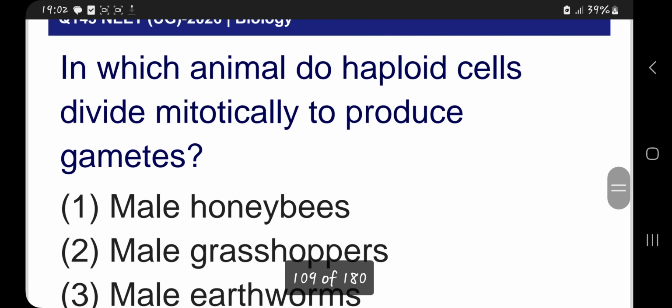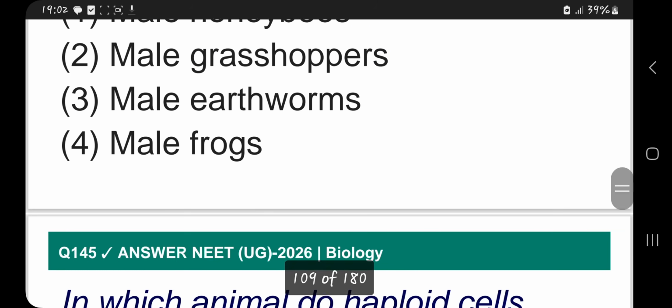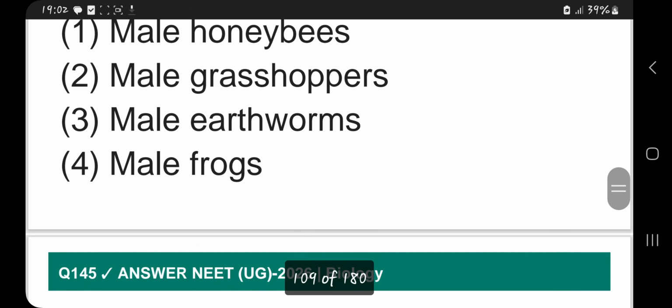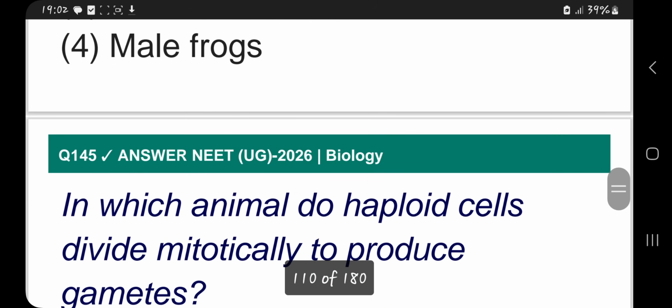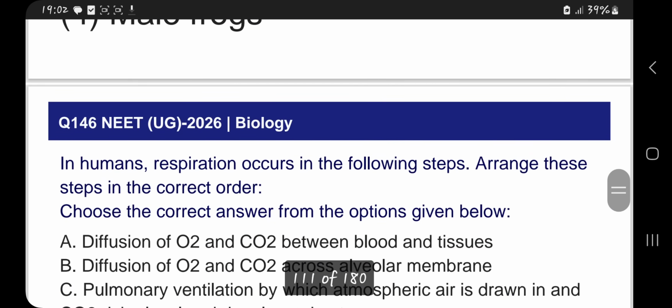In which animals do haploid cells divide mitotically to produce gametes? Mitotically to produce gametes: male honeybees undergo mitosis. Male grasshoppers, male earthworms, male frogs. Male honeybees undergo mitosis to produce haploid gametes. So the first one is the correct option.